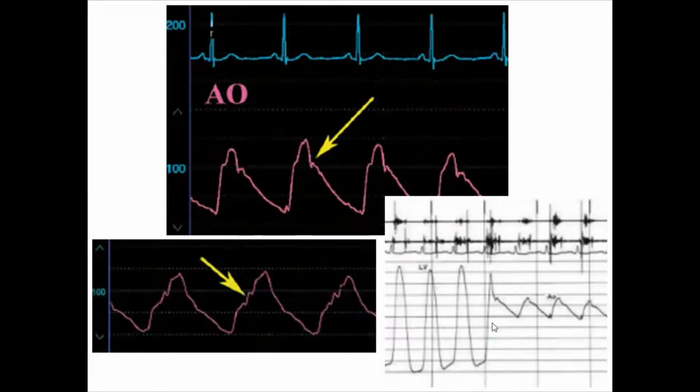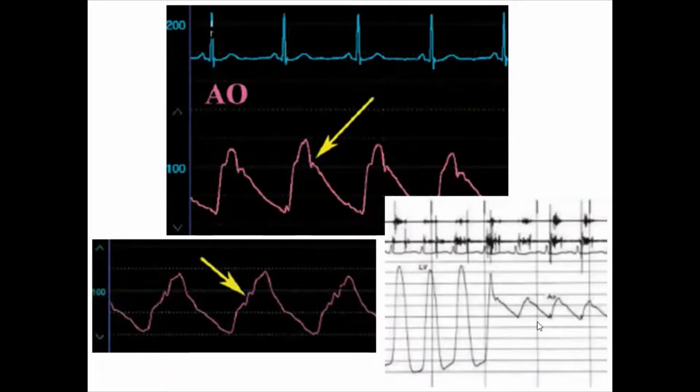Again, in the lower right hand image, this is a pullback from the LV. It is written here LV, and this is the aorta, with a systolic gradient, because normally there is no systolic gradient between LV and aorta, both of which have a systolic pressure of around 120. But here we have the LV systolic pressure higher than the aortic systolic pressure. There is a systolic gradient. And also looking at the aortic pressure, it is slow rising and it is short.